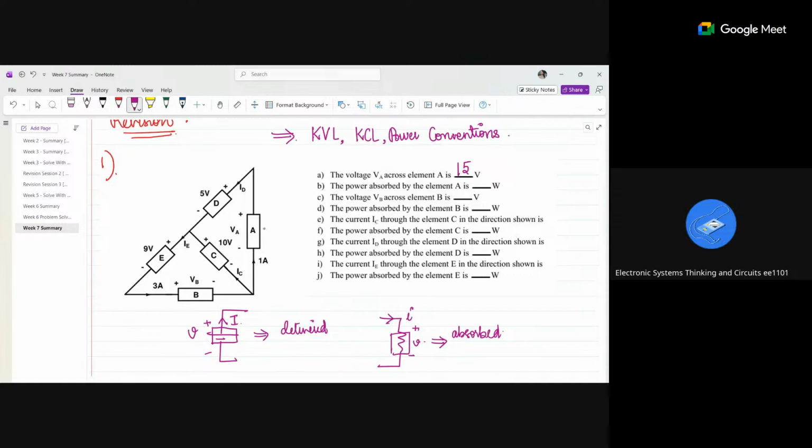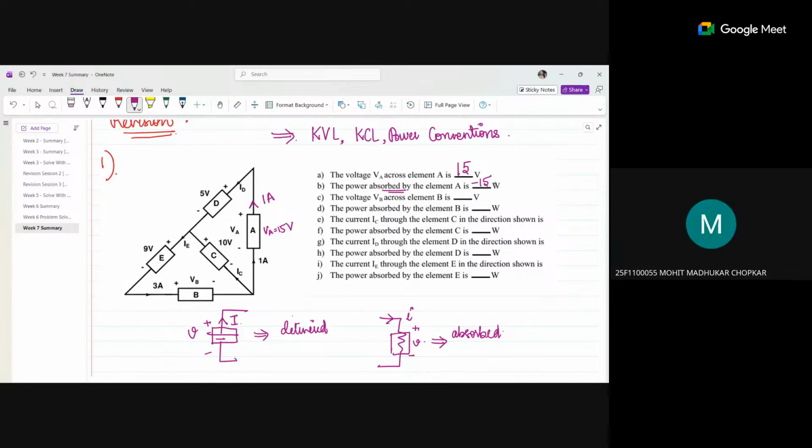So we have found VA. VA is nothing but 15 volts. If you see, 1 ampere is flowing in this direction, the same current, right? Is it coming out of the positive terminal or going into the positive terminal? Out of the positive terminal. So it is a delivery. But in the question they have asked for absorbed, so the answer is minus 15 watts, because it is actually delivering. But since they asked for absorbed, I'll just put it as minus 15.